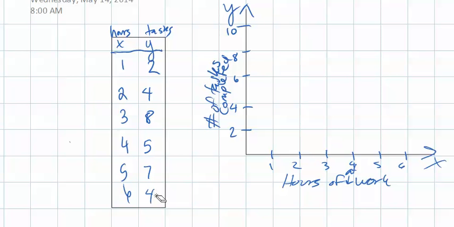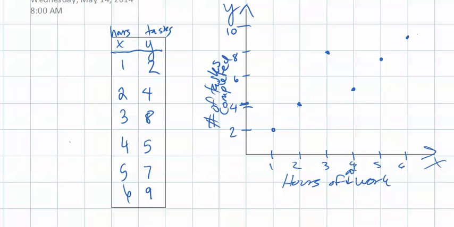All right, and you know what? I'm going to change this last number down here to 9. So what we can see is that if I'm at work for 1 hour, I complete 2 tasks. At work for 2 hours, I complete 4 tasks. At work for 3 hours, I complete 8 tasks. At work for 4 hours, on this day I complete 5 tasks, so that would be here. And at work for 5 hours, 7 tasks, so that would be here. And then at work for 6 hours, 9 tasks.